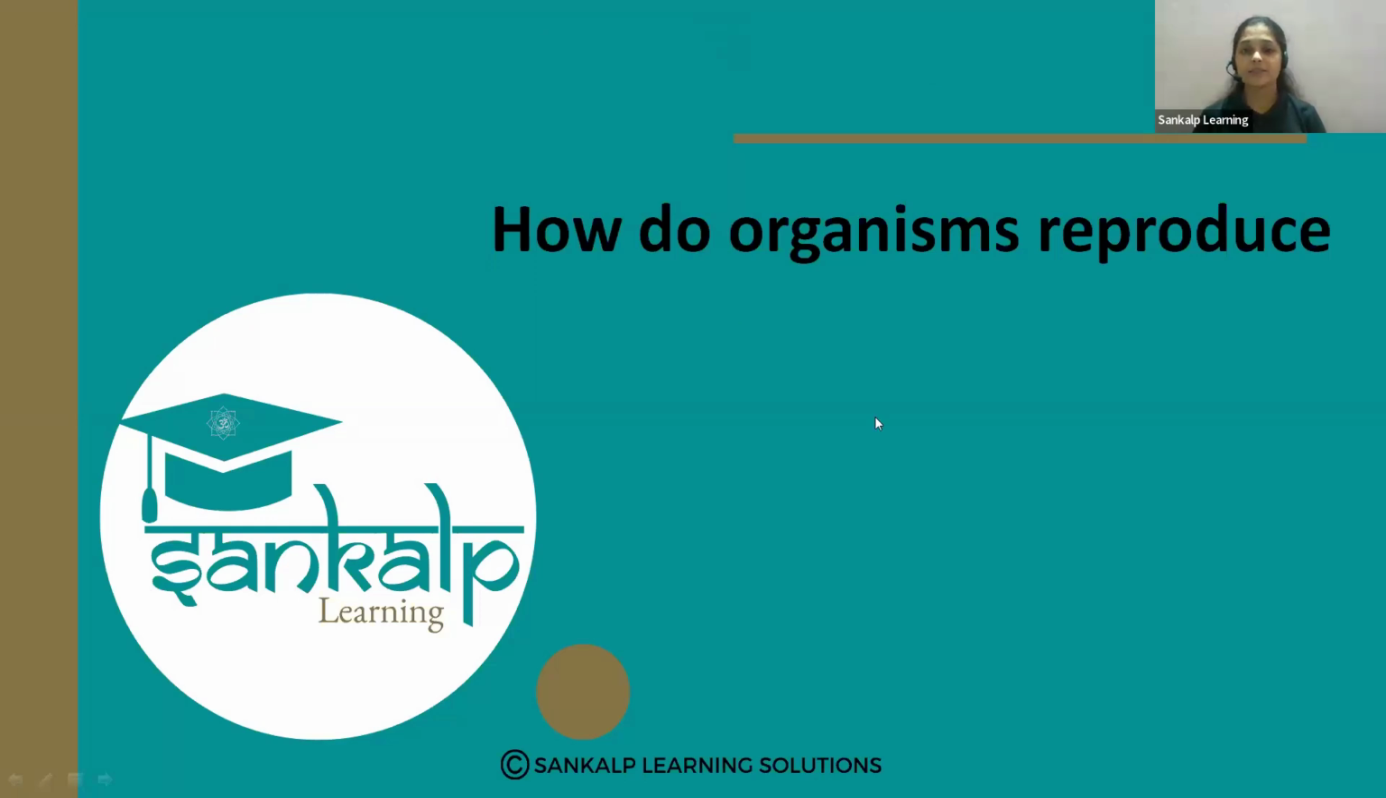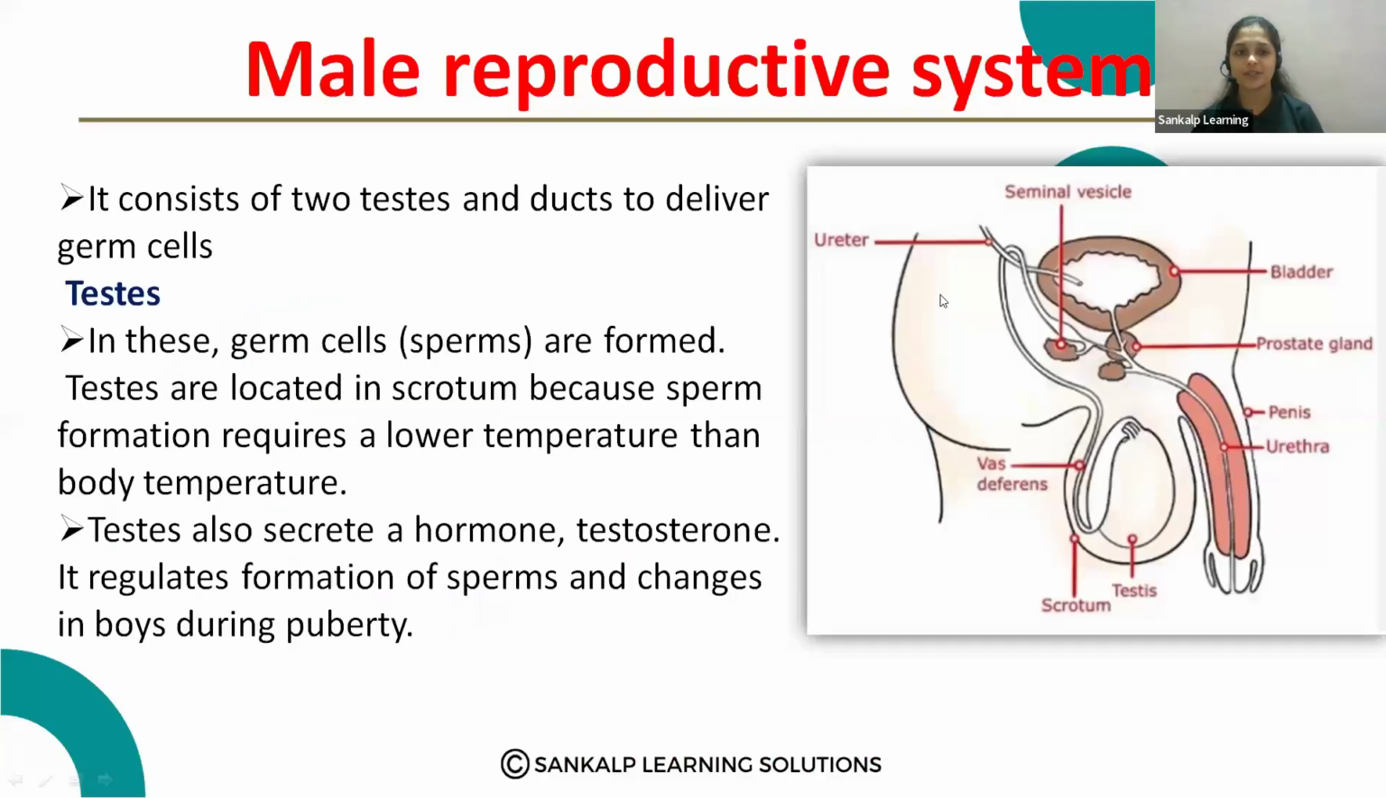Okay, in the last class we have studied about the male reproductive system, right? So in the male reproductive system we can observe a pair of testes. These are the pair of testes which are present in the sac that is called a scrotum. The scrotum has a lower temperature than our body temperature, because this helps the testes to produce the sperms. The lower temperature is required for the testes to produce the sperms. Because of that reason, the testes are present inside the scrotum.